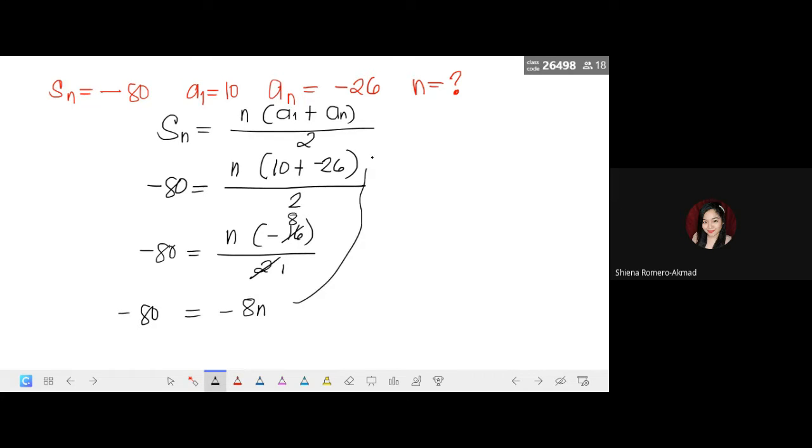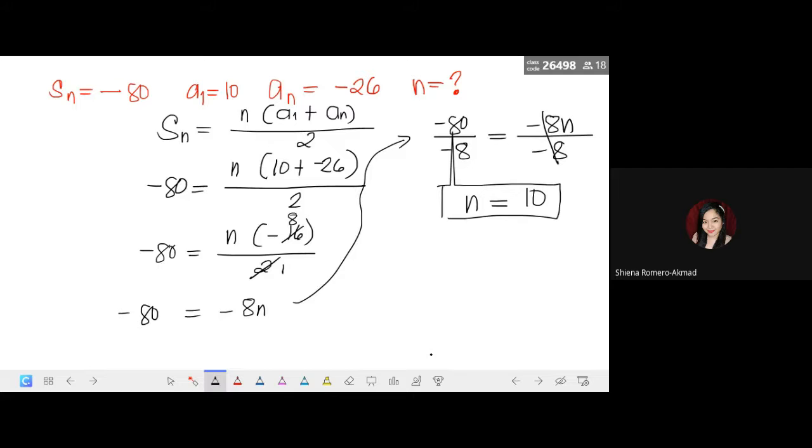Gawin natin, we divide both sides by negative 8. So, magiging negative 8n divided by negative 8, and negative 80 divided by negative 8. Okay? This is 1. So, we'll have n is equal to negative 80 divided by negative 8. We'll have positive 10. So, ibig sabihin, there are 10 terms. There are 10 terms na inadd, kaya nagkaroon tayo ng sum na negative 80. So, we have S sub 10 is equal to negative 80. 10 terms. Okay? So, ganoon na lang siya kadali dito sa example na ito.